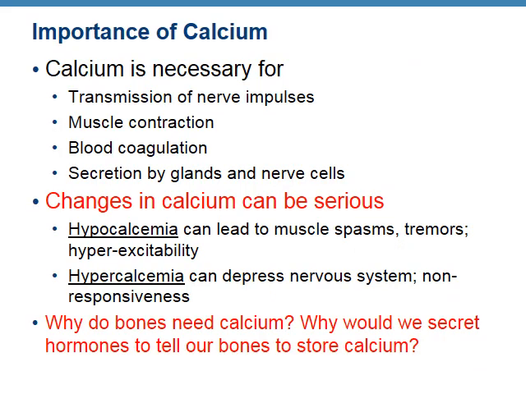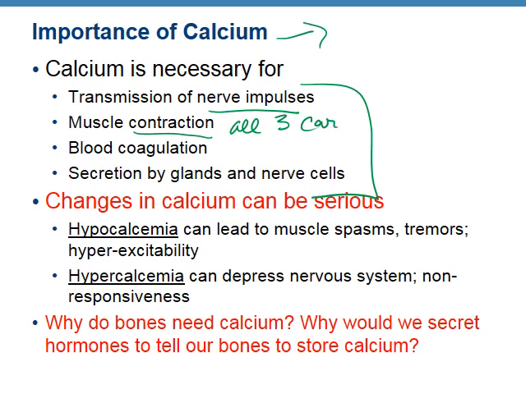Why is calcium important? We're sitting here talking about hormones. We're talking about being able to store calcium and release calcium. So we need to know why calcium is important. And all of these are the reason. So we need calcium for nerve transmission. For your brain to talk to the rest of your body, you need calcium. In order for muscles to contract, we need calcium. And I'm talking about all three: cardiac, smooth, skeletal.